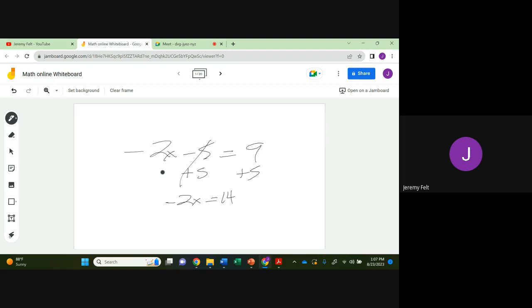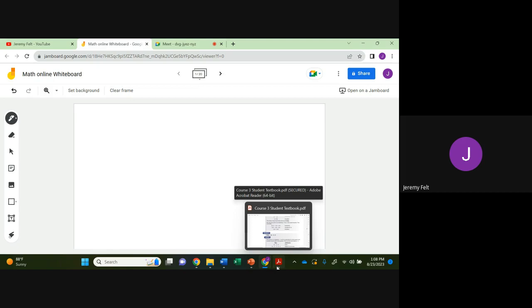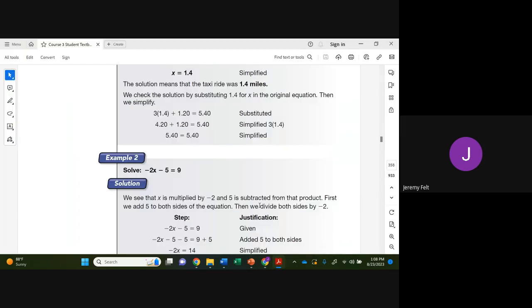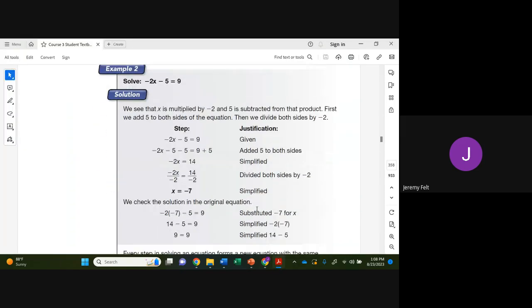So 9 plus 5, now I have negative 2x, so I divide by negative 2, that's my coefficient. Then a positive divided by a negative is a negative. Again, just think inverse operations. If I do something to one side of the equal sign, I have to do it to the other side, and then just keep working until you get x, or whatever it is, by itself.